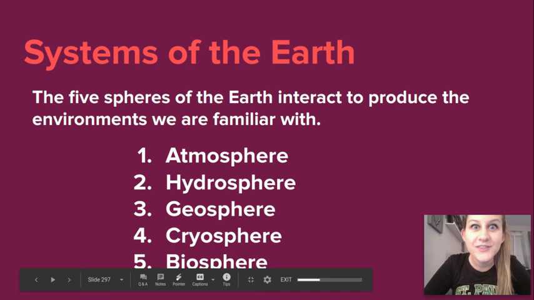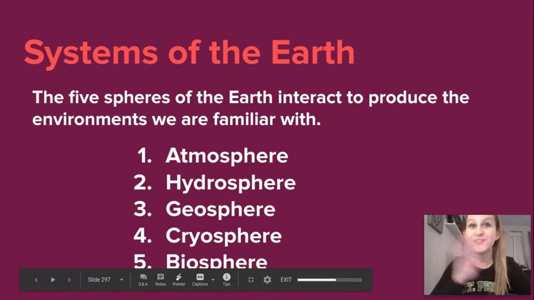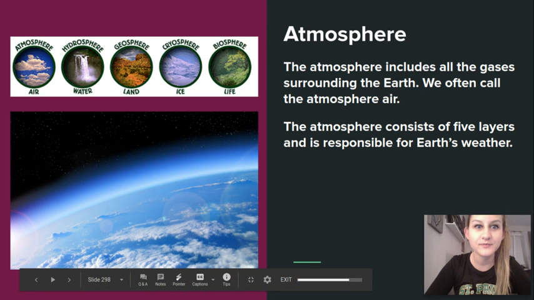Systems of the Earth. The five spheres, otherwise known as systems, of the Earth interact to produce the environments we are familiar with. So, when we're talking about the Earth's systems, it's really important to know that there are five specific spheres that we're referring to. So, we have the atmosphere, hydrosphere, geosphere, cryosphere, that's a new one for us, and biosphere.